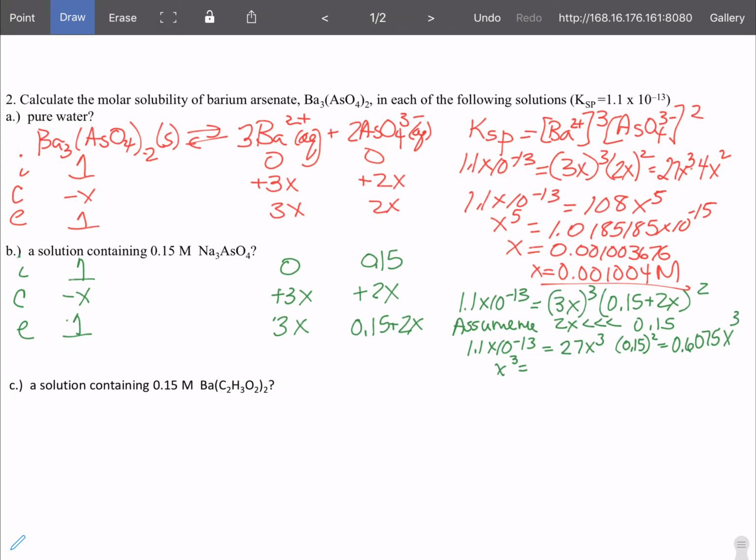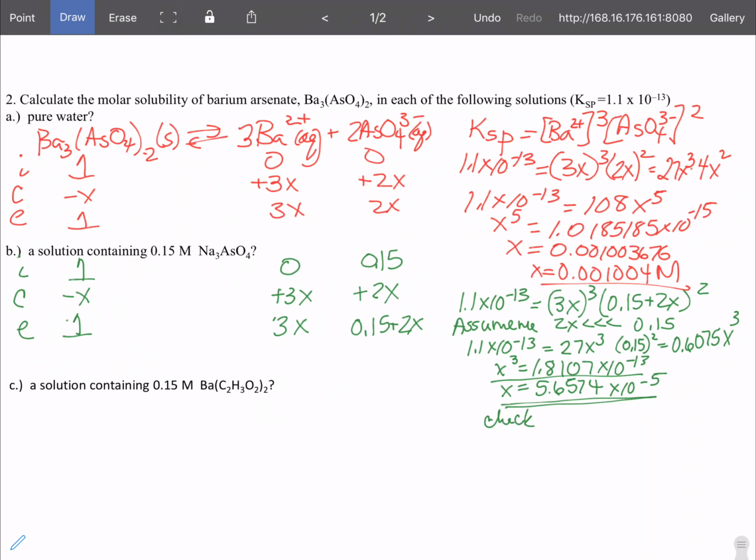So x to the 3rd is equal to 1.8107 times 10 to the minus 13th. Okay, which is much less. So we got to do x is equal to 5.6574 times 10 to the minus 5th, which again is much less than what we had before, because we were 10 to the minus 3, now we're 10 to the minus 4. We still have to check it.